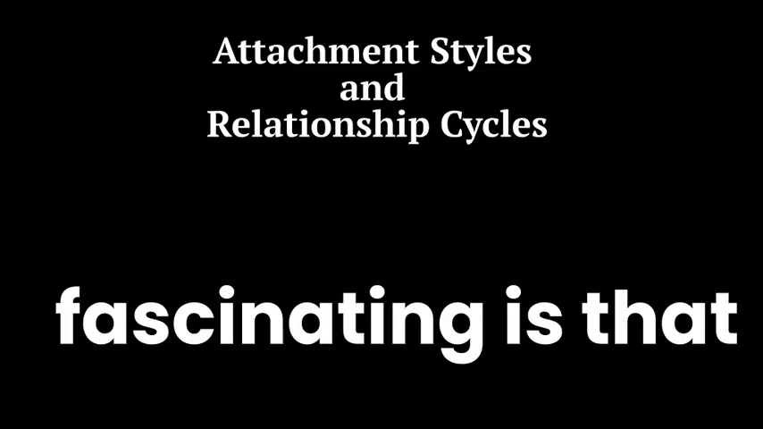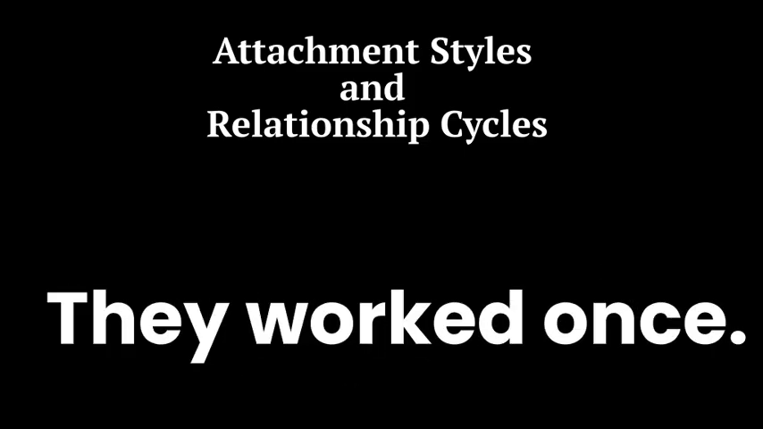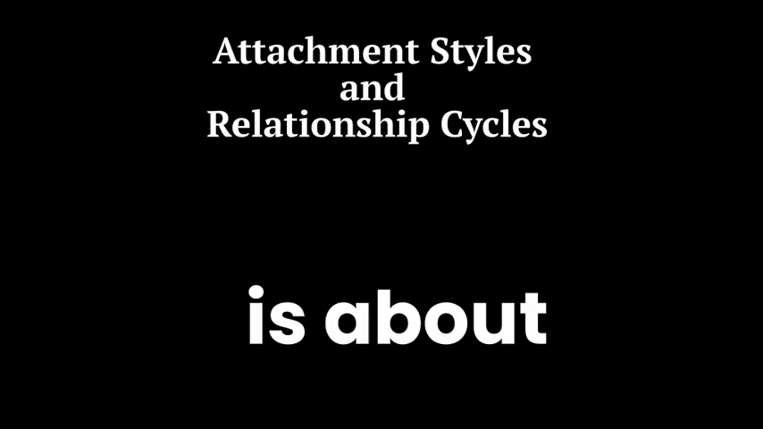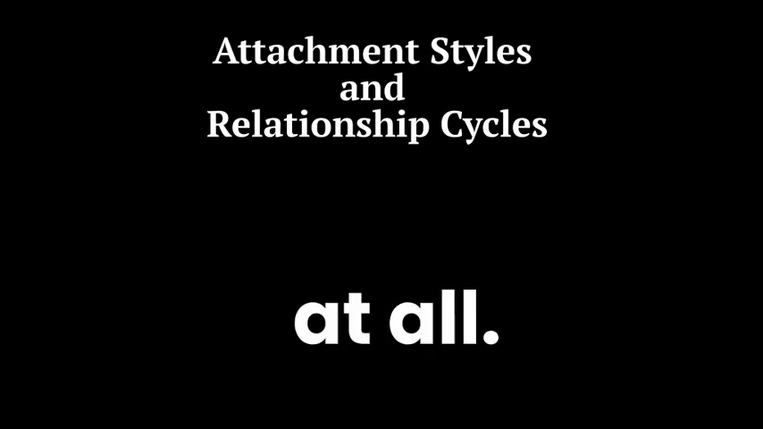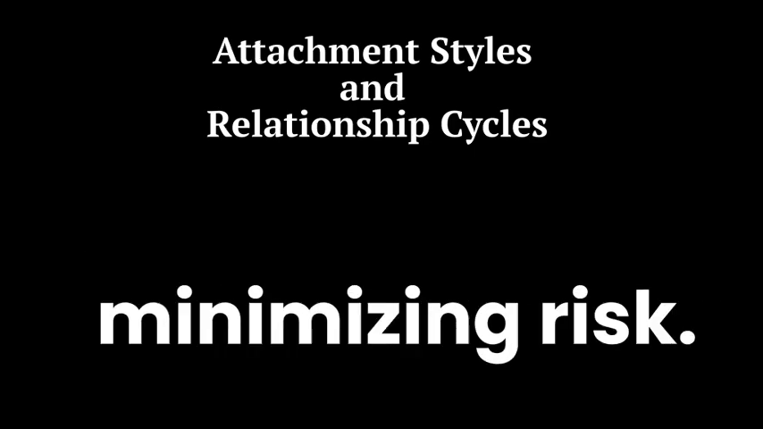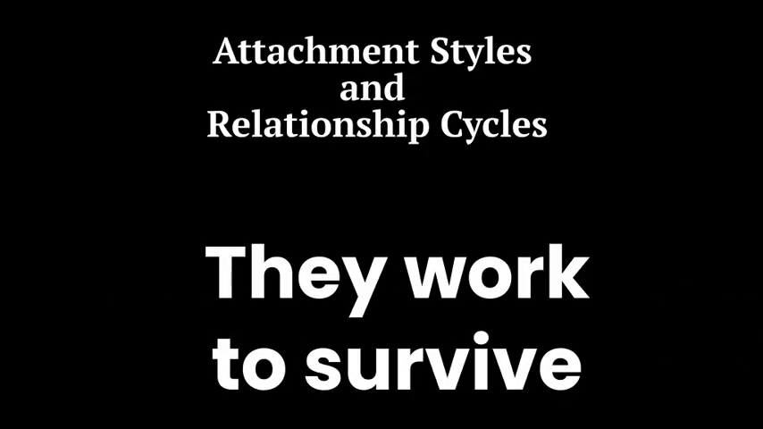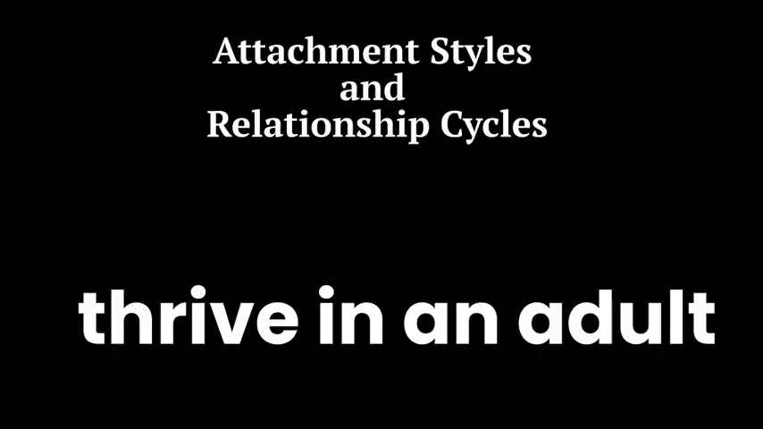What I find fascinating is that the research points out that these are, in a way, survival strategies. They worked once. They absolutely did. The anxious strategy is about making sure you're not forgotten. Better to get negative attention than no attention at all. And the avoidant one. That's about minimizing risk. Yeah. If you only rely on yourself, you can't be catastrophically let down. They work to survive the childhood environment. But they fail to thrive in an adult relationship.